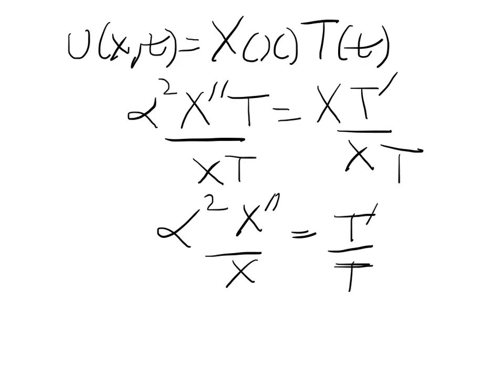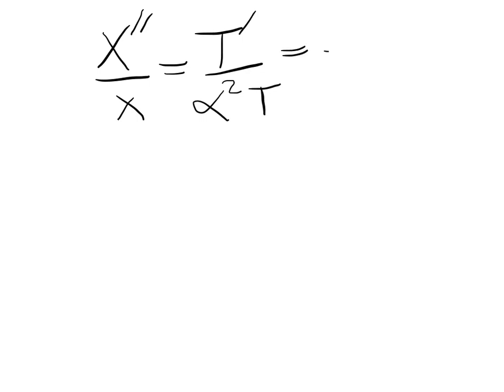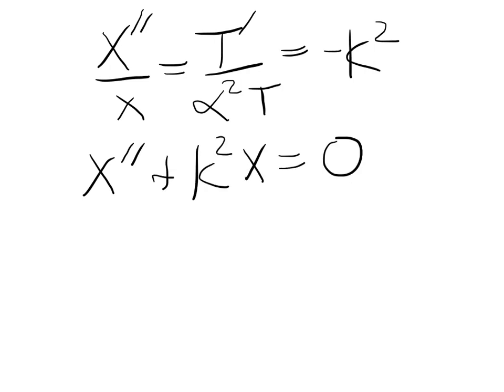These are two different expressions in terms of distinct variables, so we can set it equal to a constant minus k squared, and we'll go from there. Here we're going to move around the alpha, so we have it all in terms of the T differential, which will make sense in a second. Okay, so we have that expression. Now, if we want to rewrite this in terms of the two differential equations, we have X double prime plus k squared X equals 0, and we have T prime plus alpha squared k squared T equals 0.